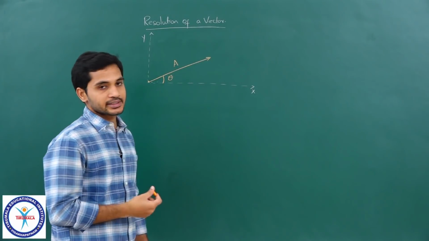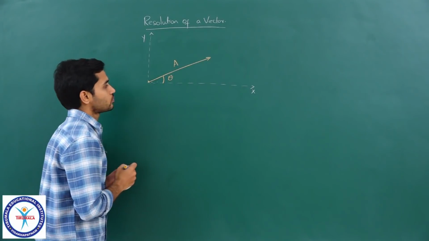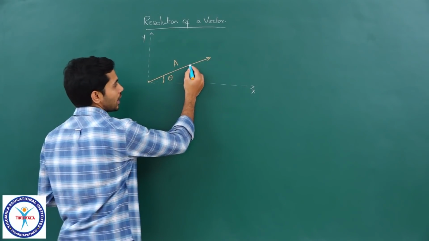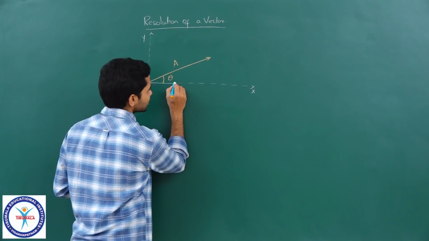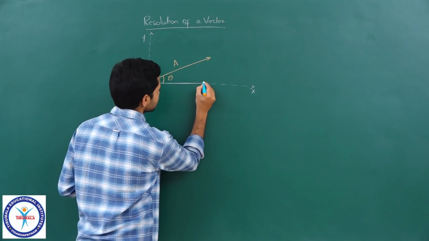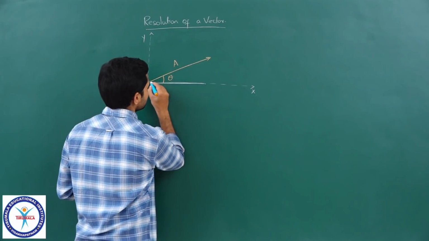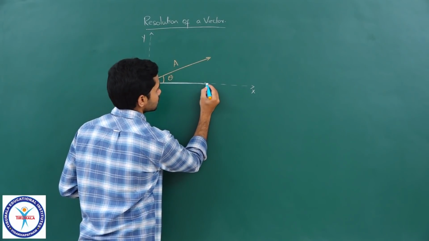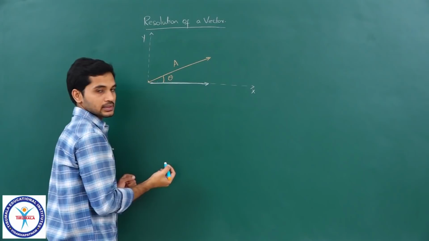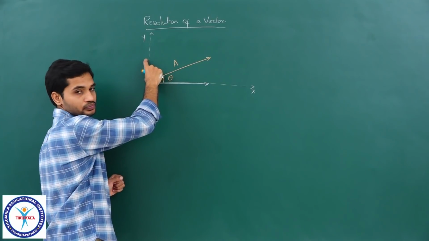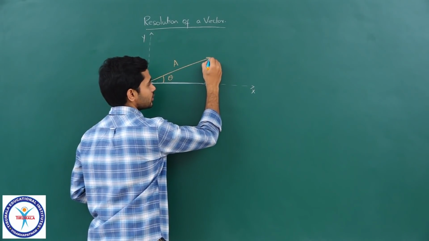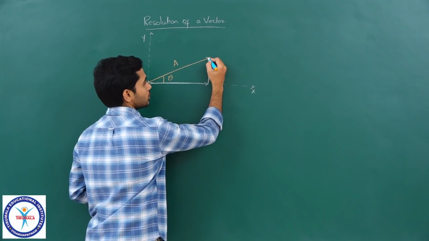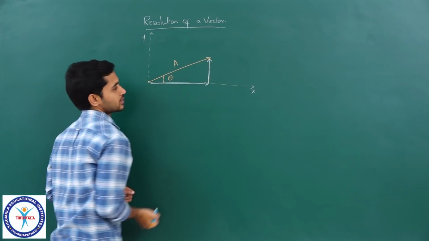So, now let us break down this vector. Observe carefully what I am doing. I am going to write this vector as one vector which is along the x axis, which would be this vector, plus another vector which is along the y axis, and I will draw it parallelly over here. So, these are the two vectors, clear.